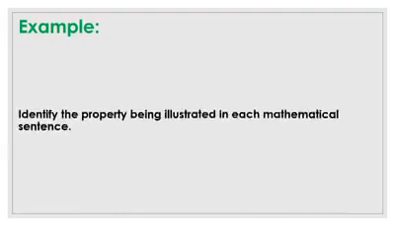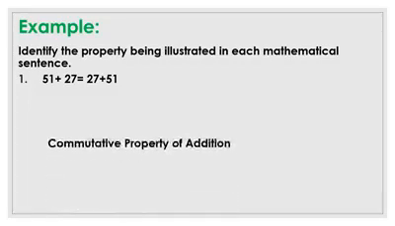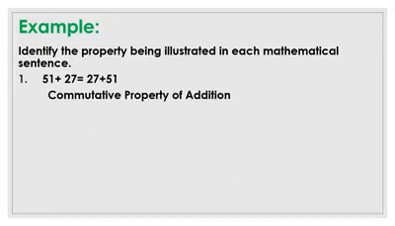Okay, class, so let us have some examples about the properties of real numbers. Let us identify the property being illustrated in each mathematical sentence. For example, your given is 51 plus 27 is equal to 27 plus 51. By looking at our given, you will notice that the property is the commutative property of addition.